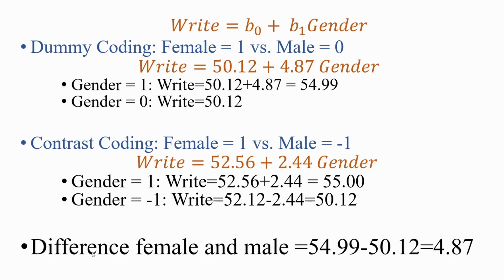So you can see the differences between female and male is what? 4.87. Yes. So we can see that in dummy coding, the slope is actually the difference between female and male. When you use contrast coding, you need to multiply the slope by two in order to get the differences. Now you understand the meaning of the slope better.